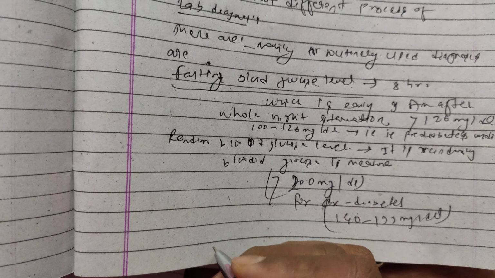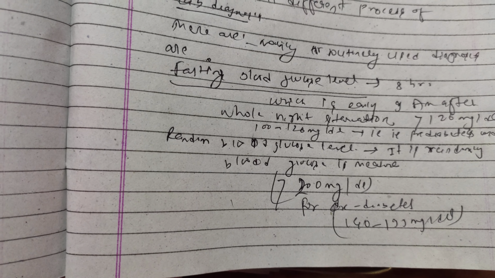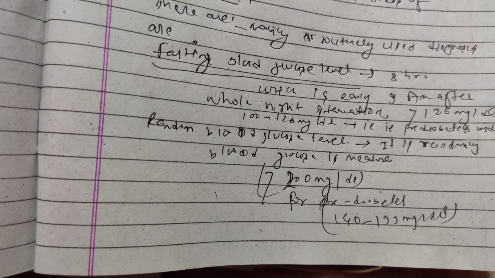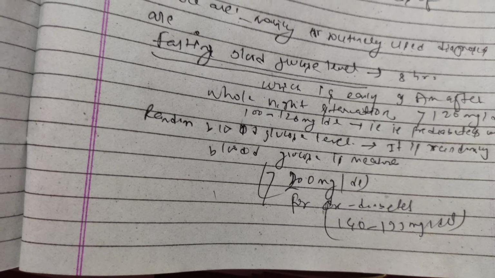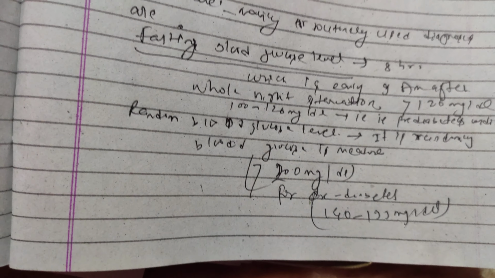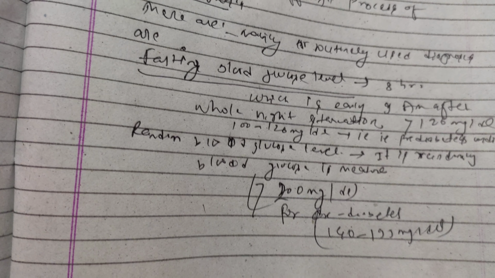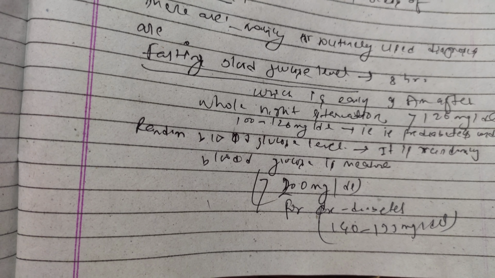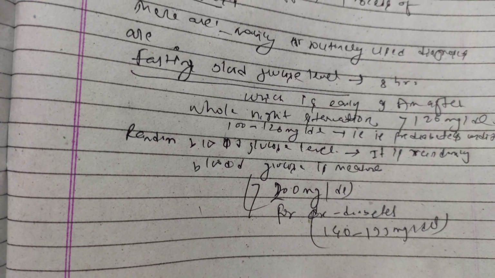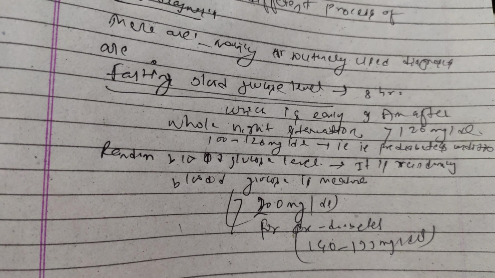Another method, a modern method, is measuring glycated hemoglobin, which indicates the blood glucose level over the prior 2 to 3 months. It indicates chronic complications of diabetes mellitus, like microvascular complications such as retinopathy, nephropathy and neuropathy.